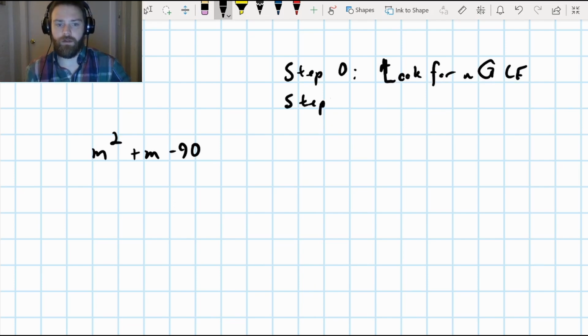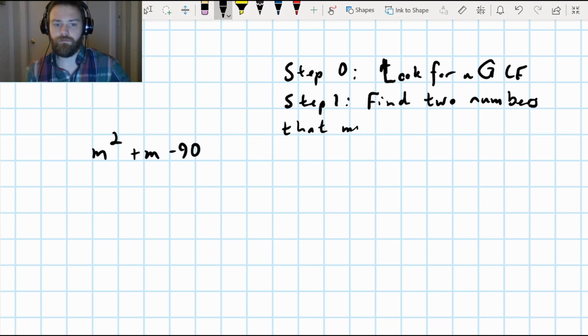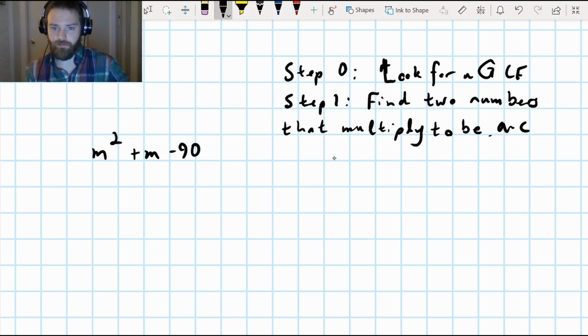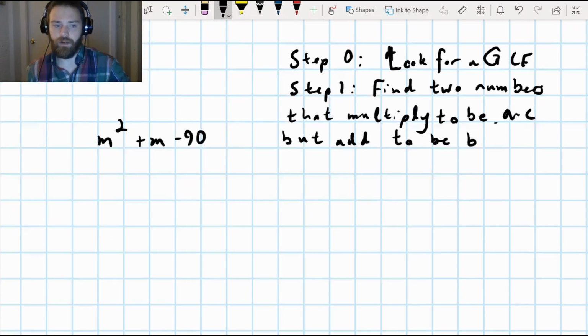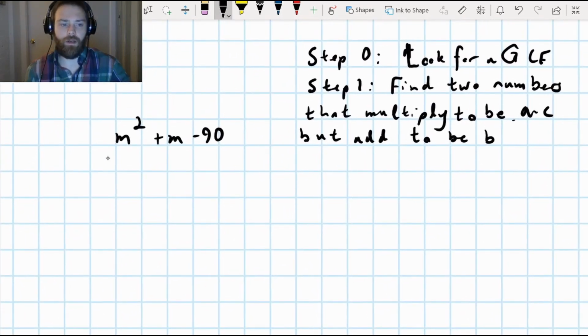Step 1 is to find two numbers that multiply to be a times c, but add to be b. Okay, so we did this a few minutes ago, but you can have quadratics that have different variables.